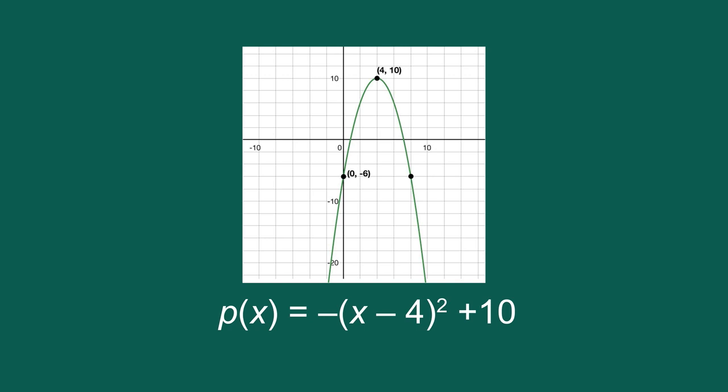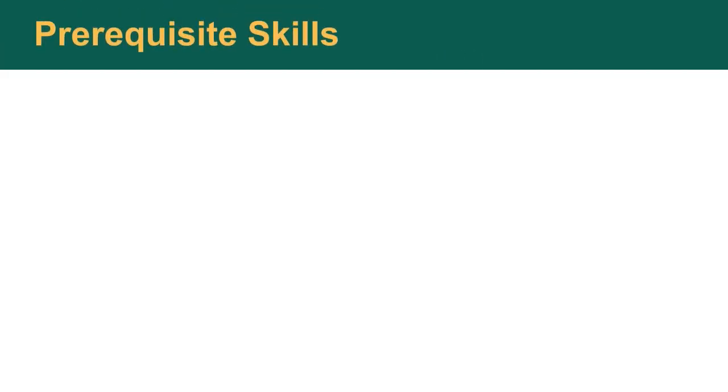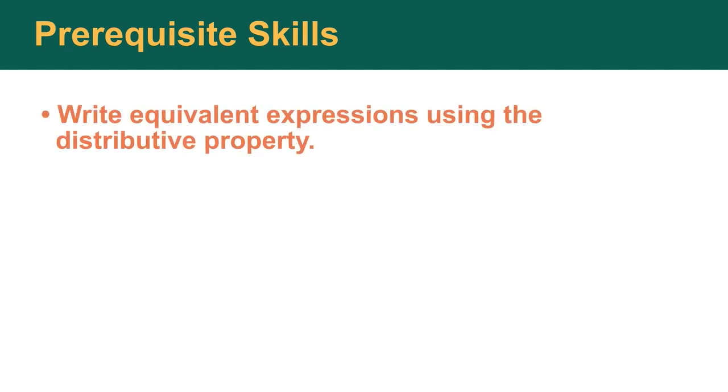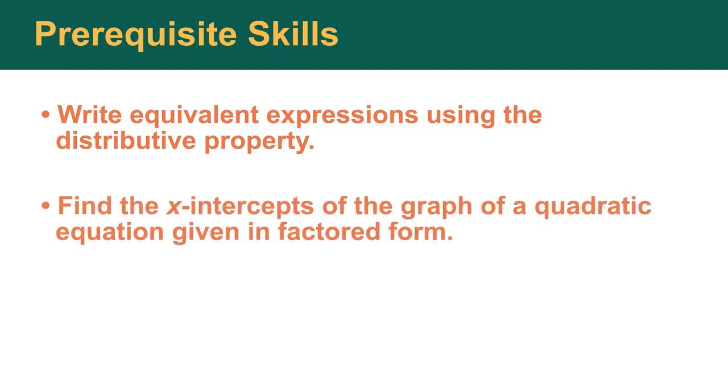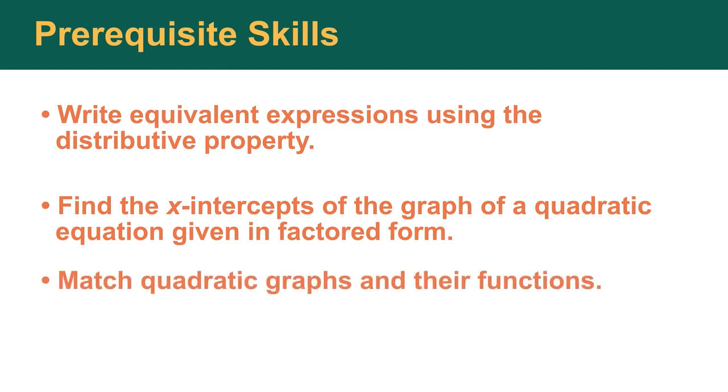In the previous unit, students wrote quadratic functions using factored form, standard form, and vertex form. They also graphed the quadratic functions from the different forms. Prior to engaging in Unit 8, students will need to be able to write equivalent expressions using the distributive property, find the x-intercepts of a quadratic equation given in factored form, and match quadratic graphs and their functions.